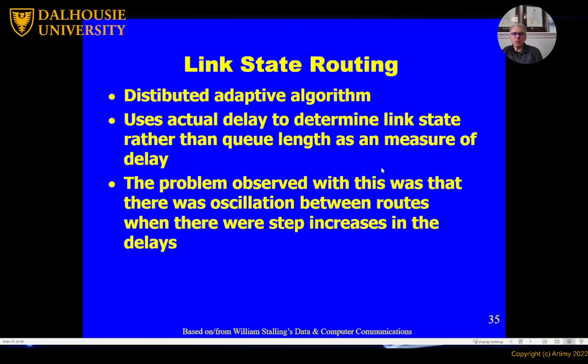Link state routing uses another metric, which could be the actual delay in the link itself. It could be bandwidth. So the metric itself is what I mean by the cost or the distance, right? Some protocols will use delay, some protocols will use bandwidth. And of course, we prefer the lowest delay or the highest bandwidth, right? If I'm measuring bandwidth as my metric, then the higher the bandwidth, the better the link. It's inversely proportional. If I am looking at delay, then the lower the delay, the better the link.